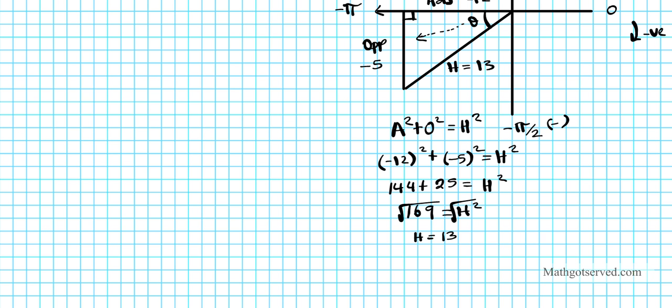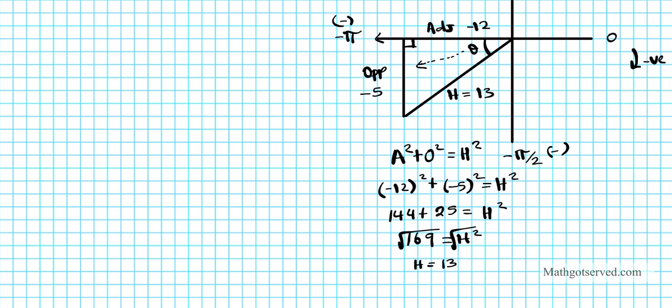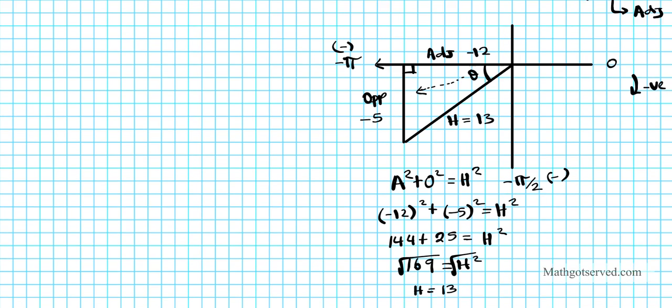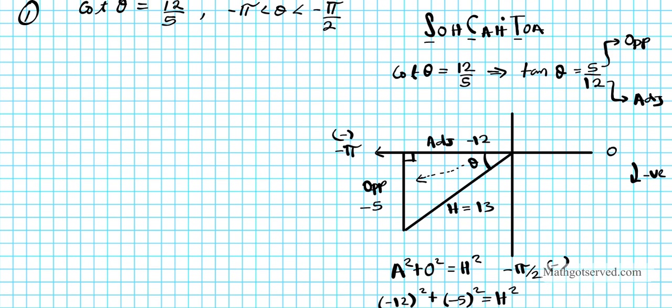All right, now we can use SOHCAHTOA and its reciprocals to figure out what the other 6 trig ratios are. So let's go ahead and figure them out. Let's start with sine. Sine theta is opposite over hypotenuse, from SOH. Opposite is -5, hypotenuse is 13.